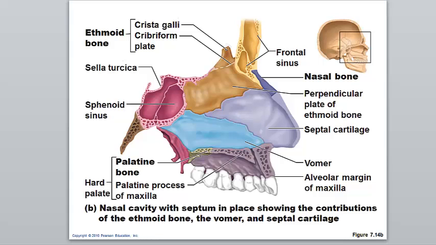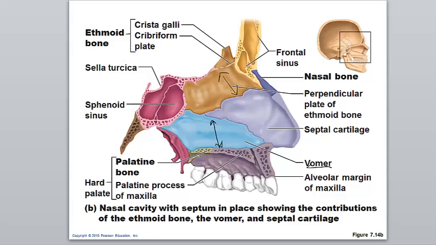Crista galli from your ethmoid bone, cribriform plate. I said right down in the center you have the perpendicular plate of your ethmoid bone. So that forms the superior part of your nasal septum. Inferior part of your nasal septum is formed by the vomer. So here's your vomer, blue. Okay. So this is the nasal septum, the deviated septum that they're talking about that they required it to fix.